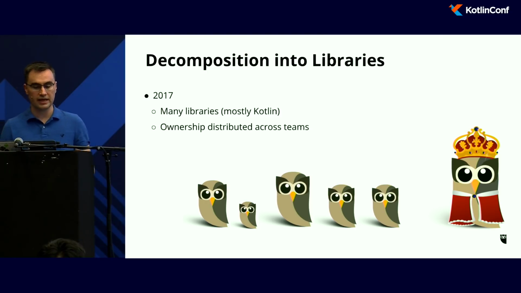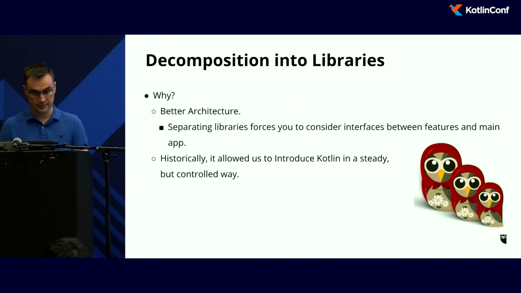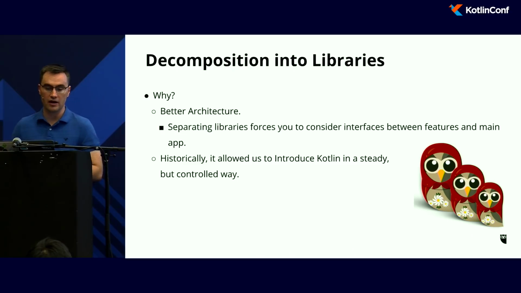Different teams own and maintain the libraries, as I've said, and these libraries are composed together to build the app that we ship to our customers. So this decomposition meant that we were putting new features into their own libraries, but we also, as I said, refactored a lot of legacy code, pulling it out into reusable library components. So what was our motivation for doing this? One, it led to better architecture. At least that has been our experience.